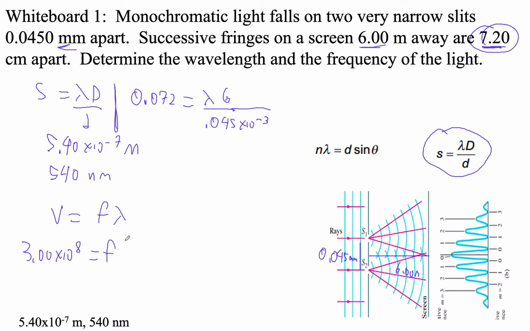Is the frequency times 540 times 10 to the minus 9th. It's going to be a big number here. All right, here we go. So 3E8 divided by the answer I just got is 5.5, a lot of fives, let's say 5.56 times 10 to the 14th hertz, okay?